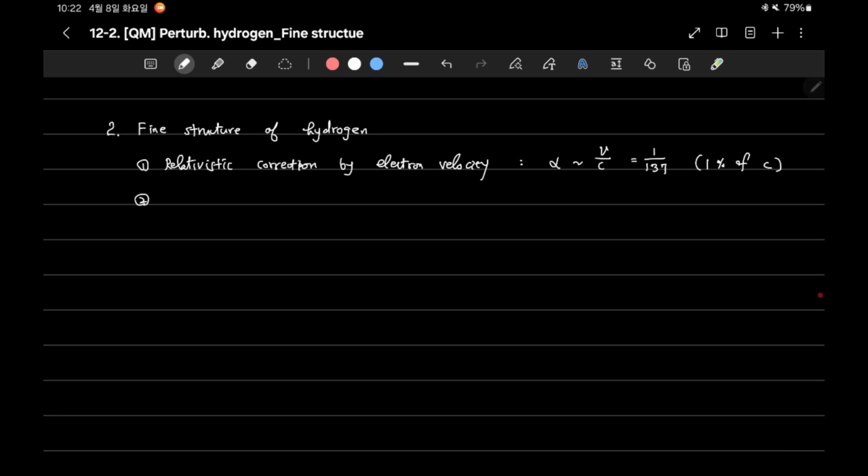And the second thing is the spin-orbit coupling, which is an interaction between the electron spin S and the orbital angular momentum L.